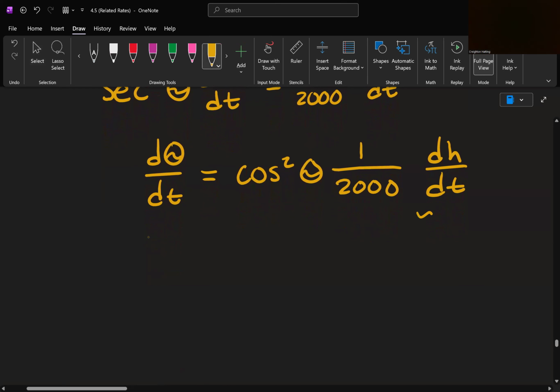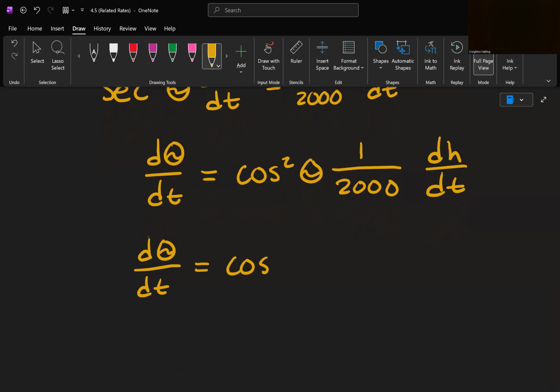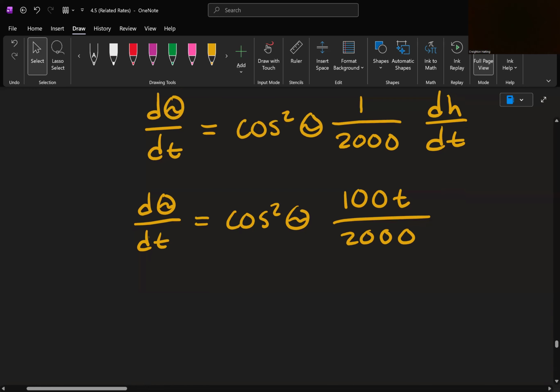Then we do know dH/dt. Remember dH/dt, we found an expression for that. So dθ/dt is equal to cosine squared theta over, well, I'll just do it like this, 100t over 2000. That's cleaner. Okay, this is pretty clean. We are at the situation where I do know t. Remember, we know that t is 10, so I do know that. The problem is I don't know theta at this moment. So what am I supposed to do with this cosine theta? What in the world is going to be cosine theta?